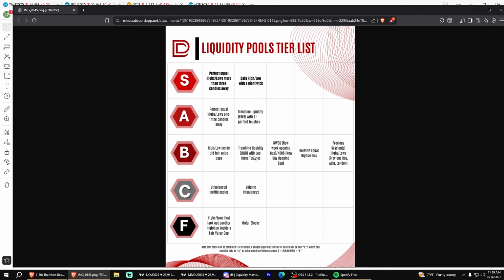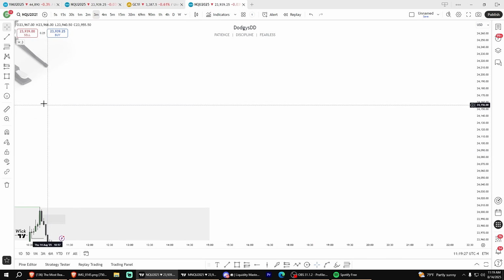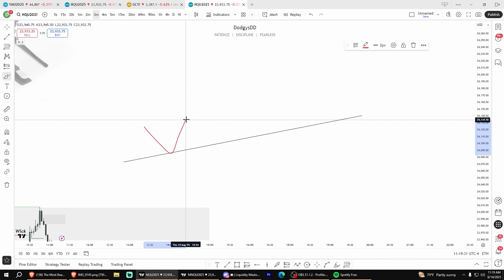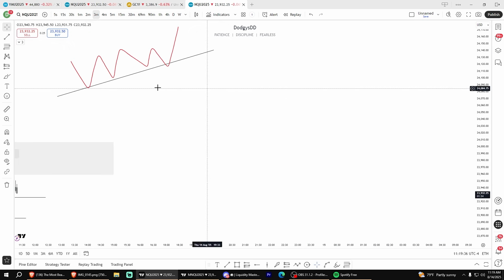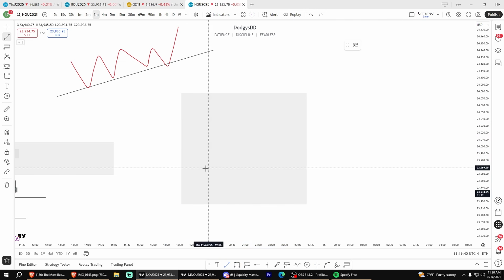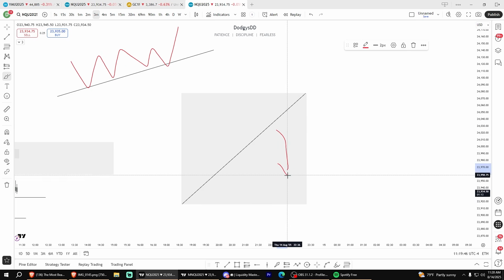Trend line liquidity with 2 to 3 touches. This is a B. Trend line liquidity is basically when we have a bunch of touches on the same trend line. And if I draw a box, okay, if I draw a square, I generally want that trend line liquidity to be like this or lower. Okay, this or lower.